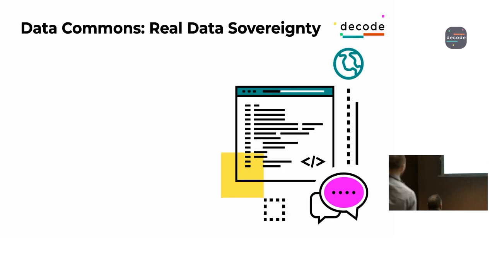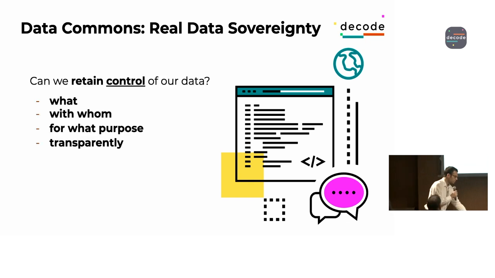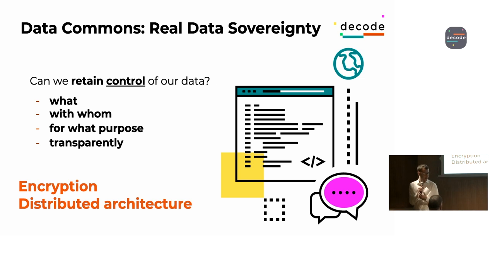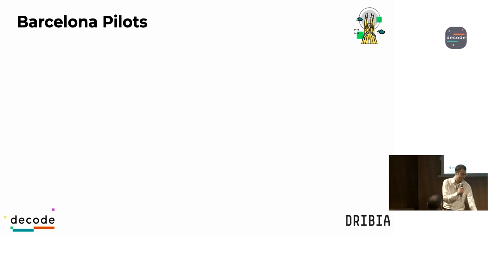Something may be common for you because you've already seen some talks. But the idea of the DECODE project is actually to build a feasible technological and social environment to implement a data commons. And by data commons, we understand a system in which people can share data, but at the same time retain complete control on what data we're sharing, with whom we're sharing, for what purpose you're sharing the data, and also everything in a very transparent way. So with this purpose in the project, we develop technology mainly based on encryption and distributed architecture. So this is as brief as I could make the introduction of the project.